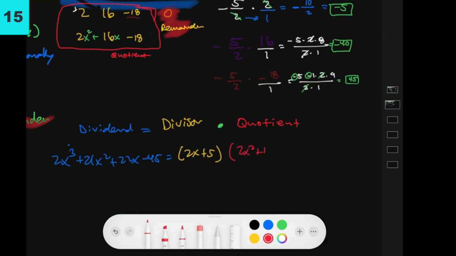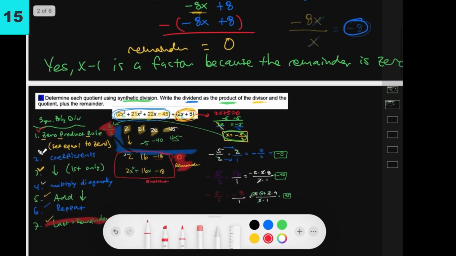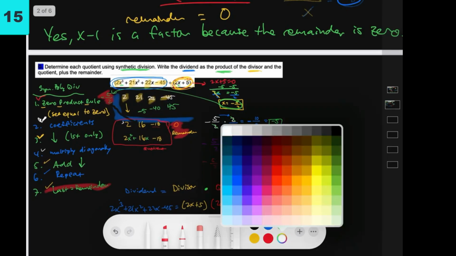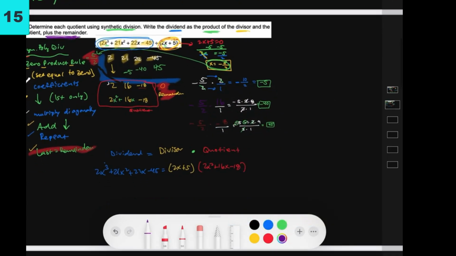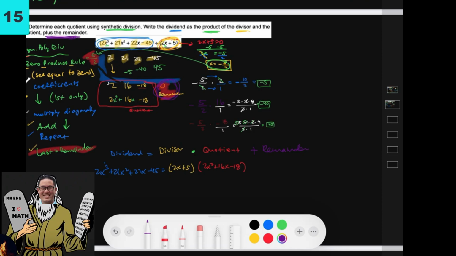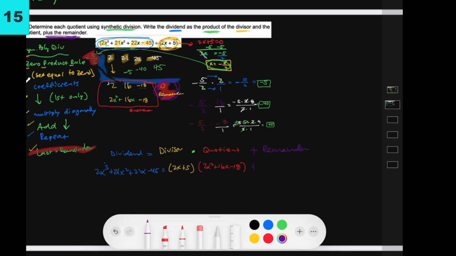2x squared plus 16x minus 18. Okay, and then we get another color here. Then it tells us plus the remainder. So plus the remainder. Well, what was our remainder? Our remainder is 0. So it would essentially be something like this. And of course you wouldn't write that, right? So let me just box my final answer.